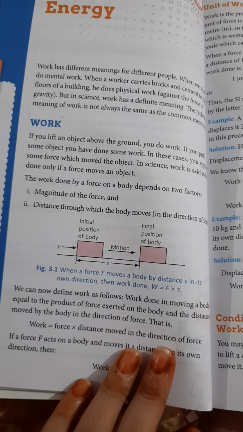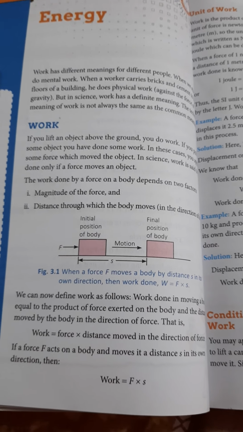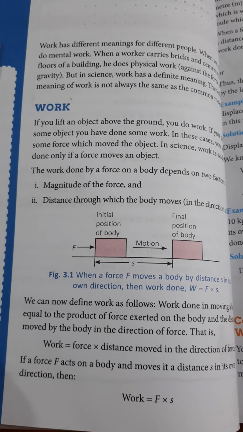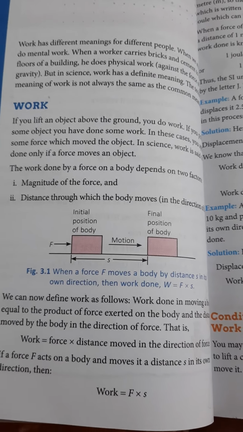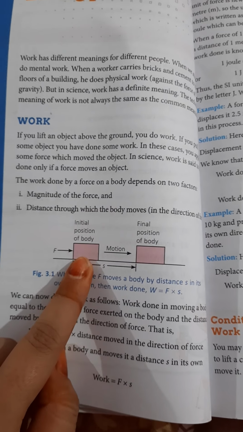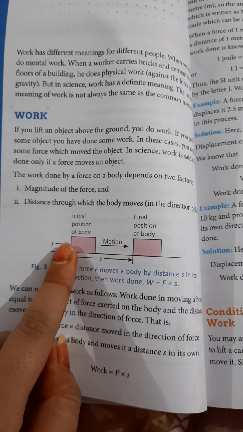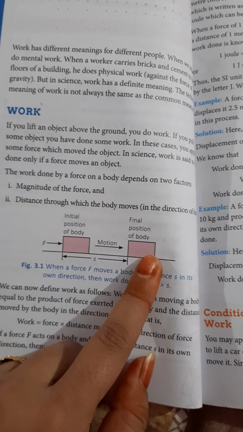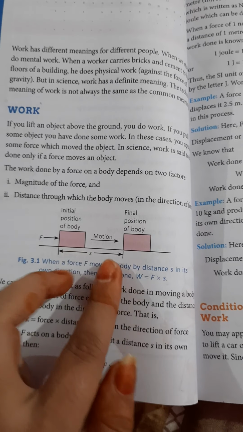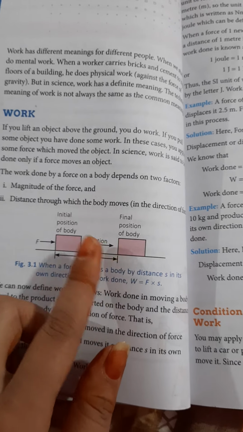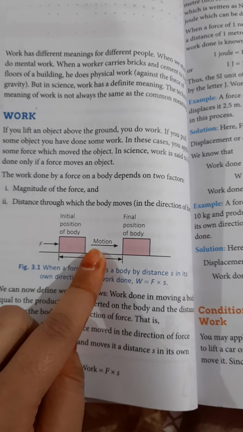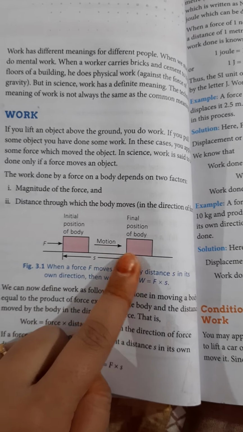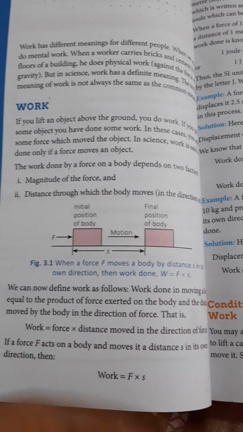Now see, the work done by a force on a body depends on two factors: the magnitude of the force and the distance through which the body moves in the direction. Like see, the box is over here. When you apply a force on it, its initial position changes into final position. The box will move this distance. Distance through which the body moves, and the magnitude of the force, the quantity of force you applied over it. So what is work? Force into distance, the magnitude of the force and the distance through which the body moves, okay?